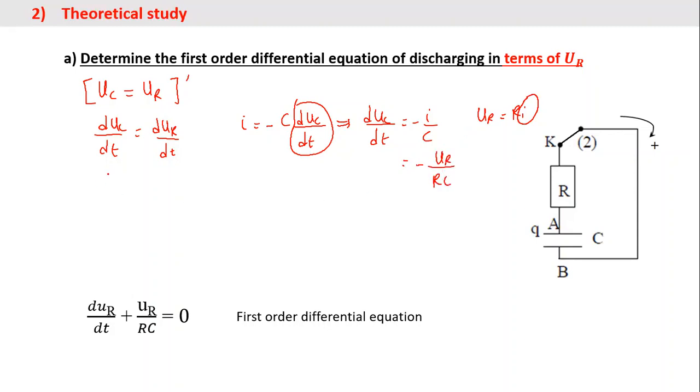And then I can substitute here. So this is dUR by dt minus UR over RC equals, also I bring it to the other side, so plus UR over RC equals 0. This will be the differential equation in terms of UR.